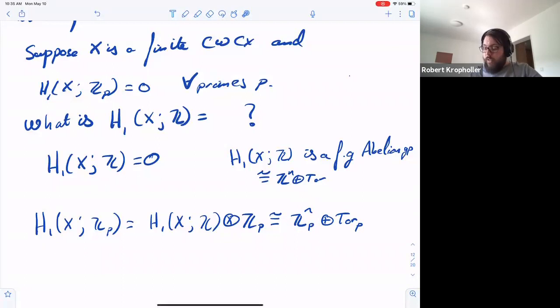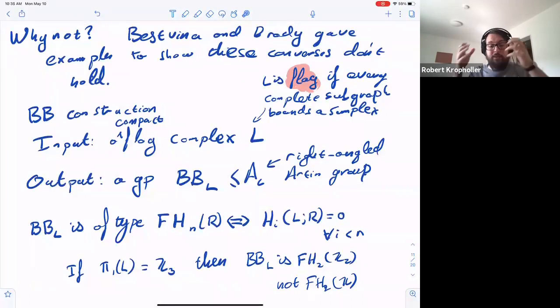Okay, so going back to the Bestvina and Brady theorem, right? They're taking a finite flag complex and they're programming this into some group. And so, in fact, if you know that the homology of this finite flag complex vanishes over Z mod P for all primes P, then in fact, you know it vanishes over Z. And so, in fact, you know the Bestvina and Brady group is of type FP2 over Z.